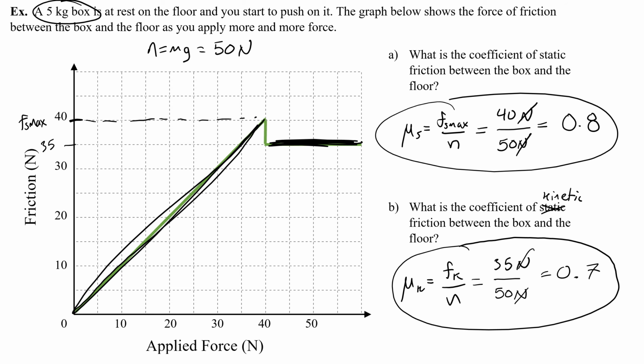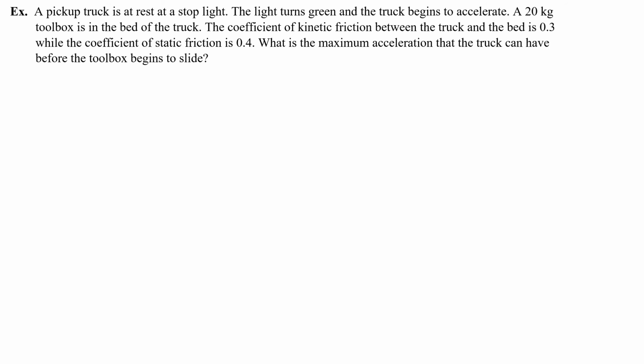Let's do one more. A pickup truck is at rest at a stoplight. The light turns green and the truck begins to accelerate. A 20-kilogram toolbox is in the bed of the truck. The coefficient of kinetic friction between the truck and the bed is 0.3, while the coefficient of static friction is 0.4. What is the maximum acceleration that the truck can have before the toolbox begins to slide?